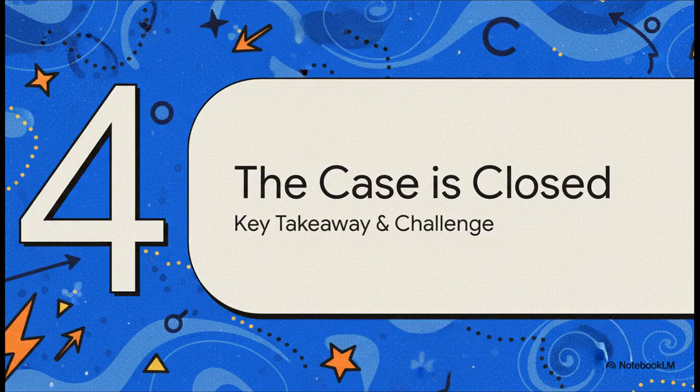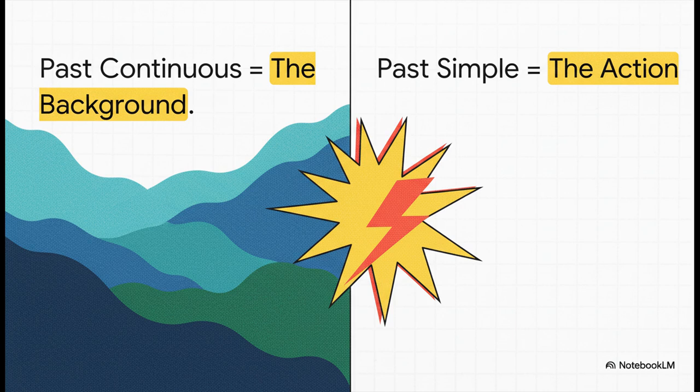And just like that, case closed. We've looked at all the evidence, we've gathered all the clues. So before I let you go test out your new grammar detective skills, let's just quickly recap the number one most important takeaway from all of this. Look, if you walk away remembering only one single thing from this, please let it be this. Past continuous is the background scene, past simple is the main action. That's it. That's the heart of the whole thing.